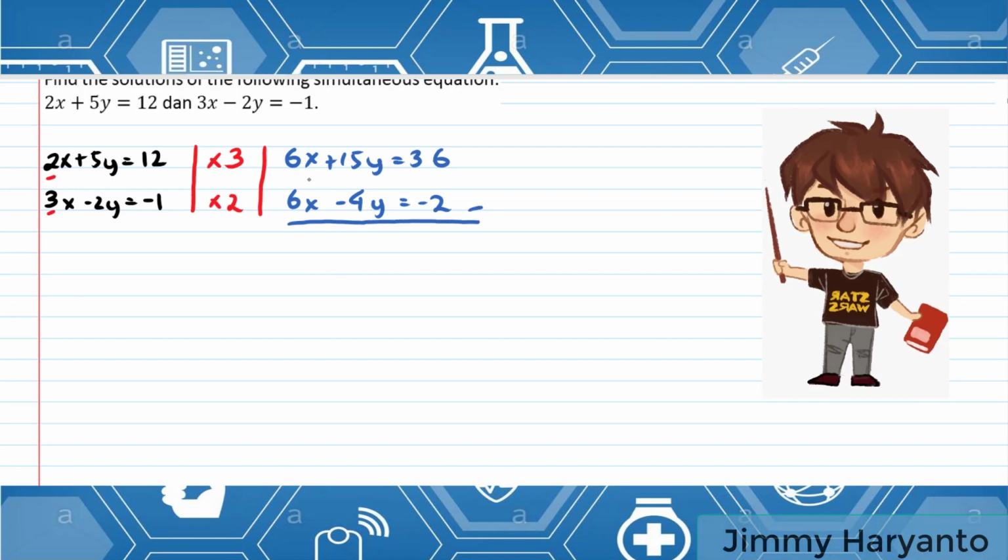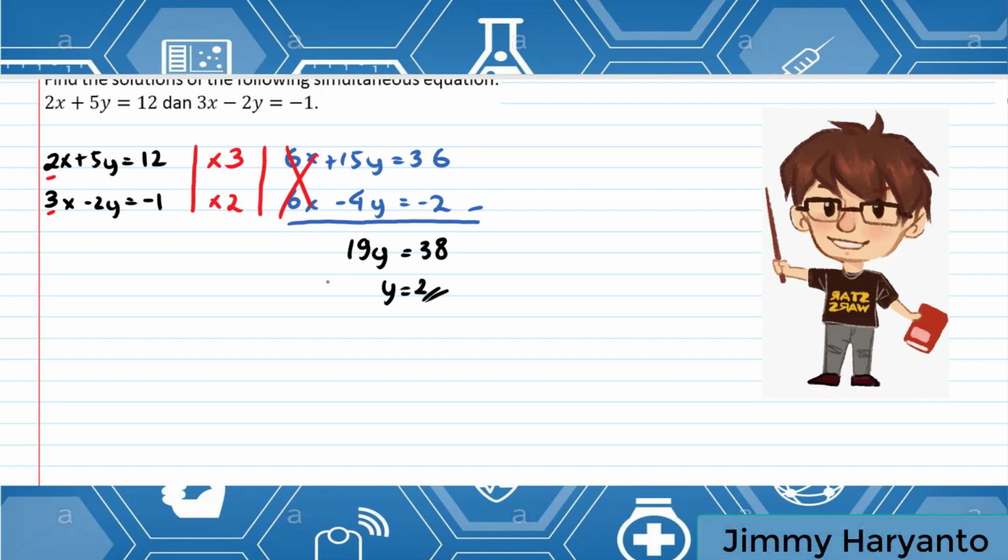How do you know whether to subtract or add? First, take a look at the same terms. If they are the same kind, which is plus plus or minus minus, you have to subtract. If they are different kinds, where one of them is positive and one of them is negative, you have to add. Okay, you already know that. So this x will be gone. 15 minus negative 4, it will become 19y equals 36 minus negative 2, which is 38. So y equals 2. There you go, y equals 2.